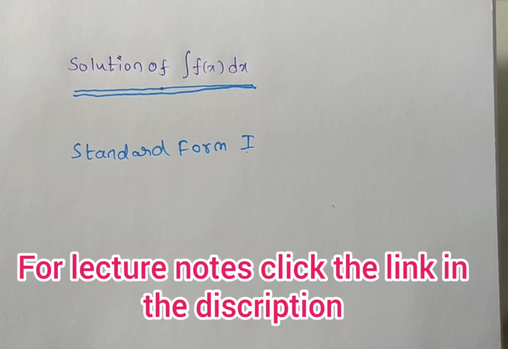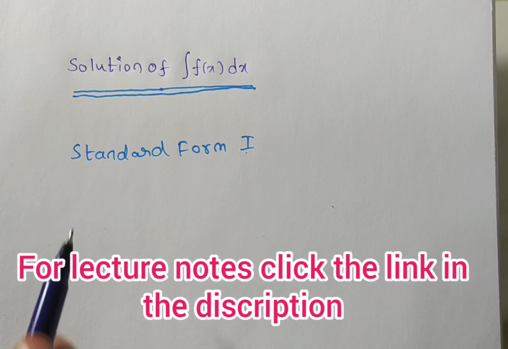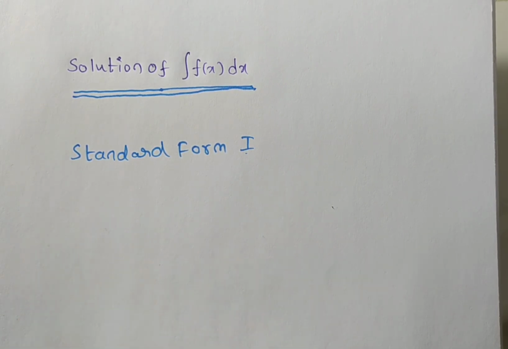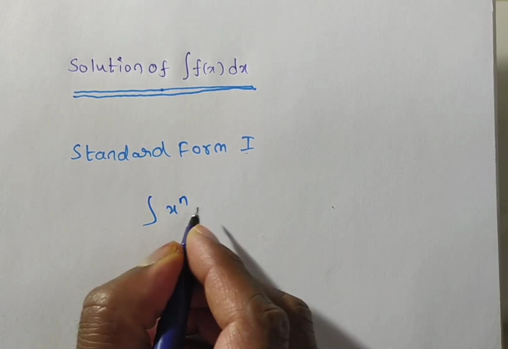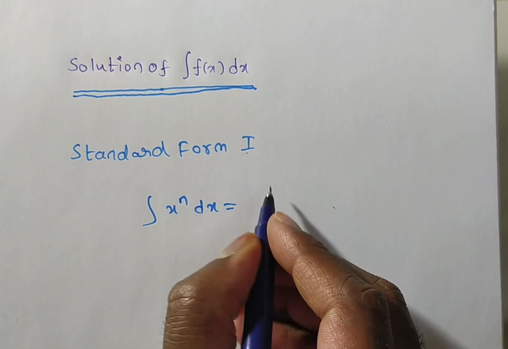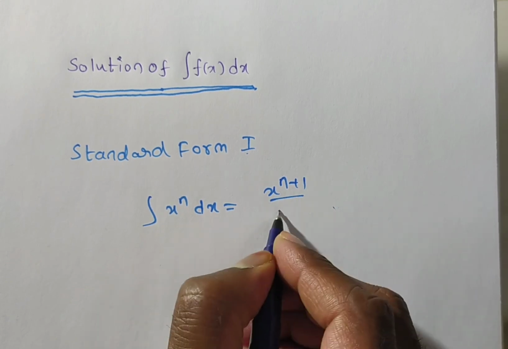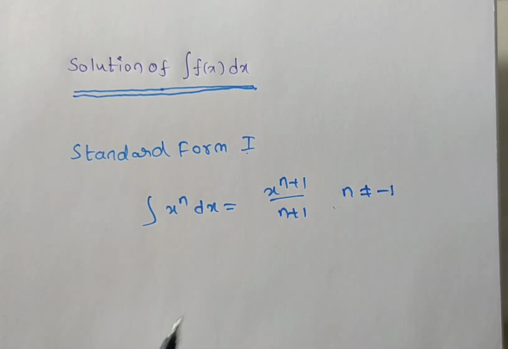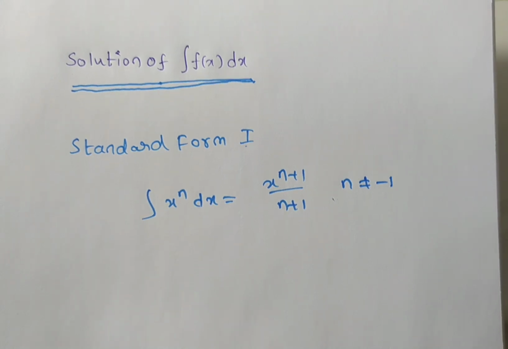Hi friends, in this video we are solving integration problems based on standard form 1. The standard form 1 we have is integral x to the power of n dx is equal to x to the power of n plus 1 by n plus 1, where n is not equal to minus 1. This is the first standard form.